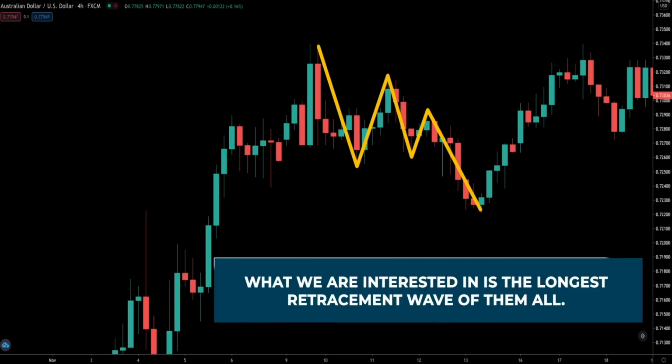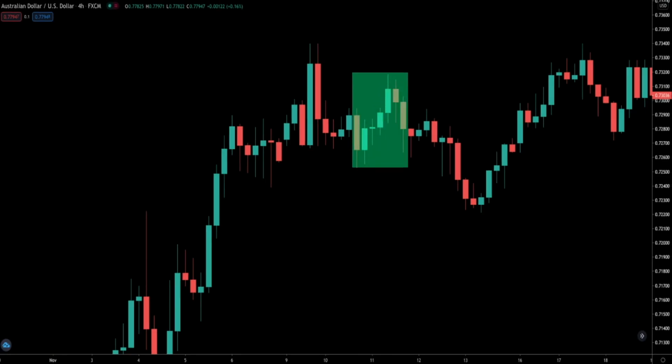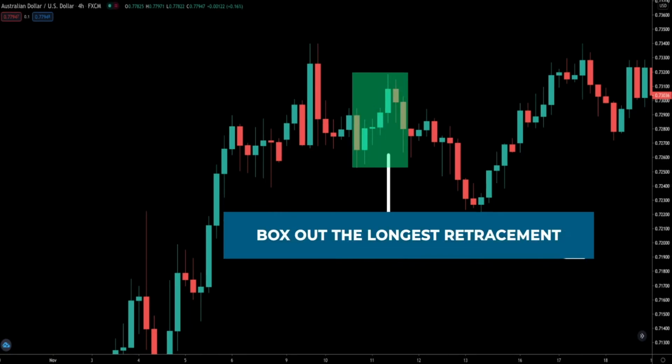What we are interested in is the longest retracement wave of them all. This pointer is very important, so I will repeat myself. We want to focus on the longest retracement wave. So take a rectangular tool and box out the longest retracement. Now sometimes it isn't too obvious which retracement wave is the longest, so we might have to draw multiple boxes and find out which is the longest. In this case, it's rather obvious, and it's this one over here.